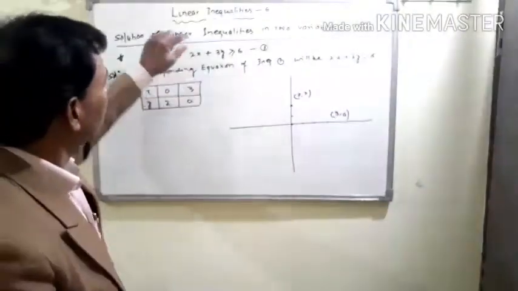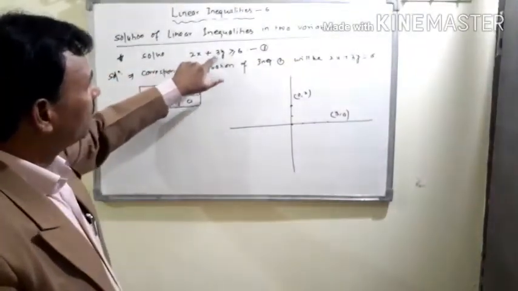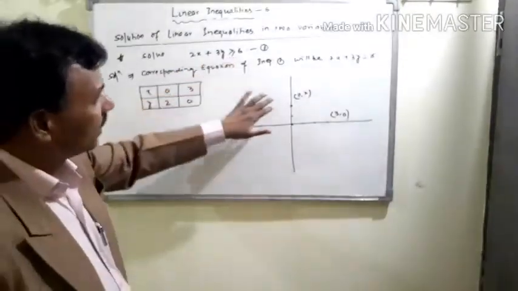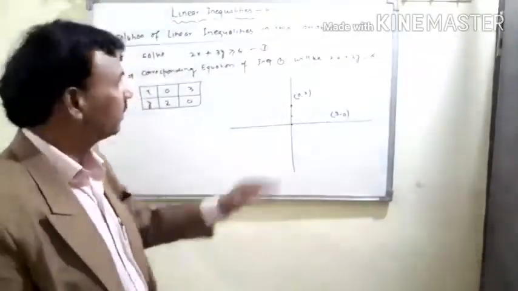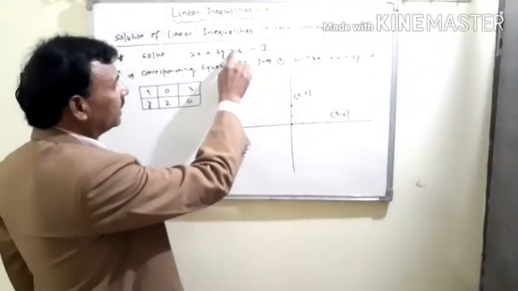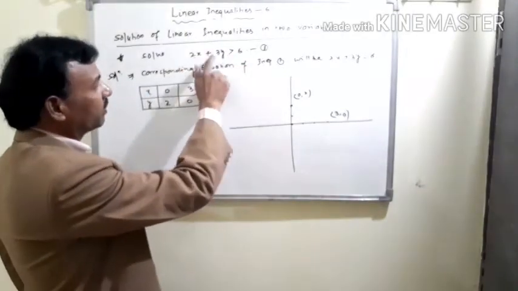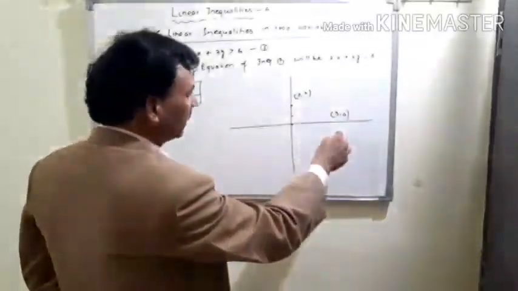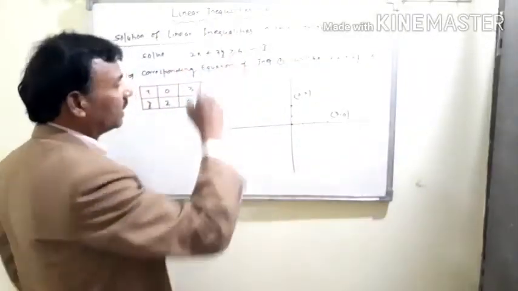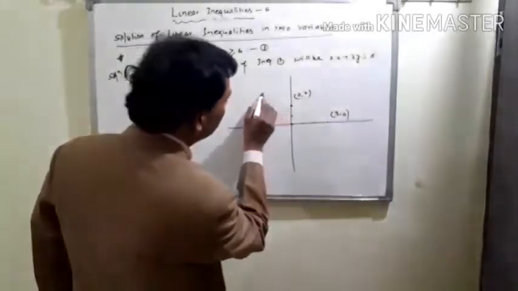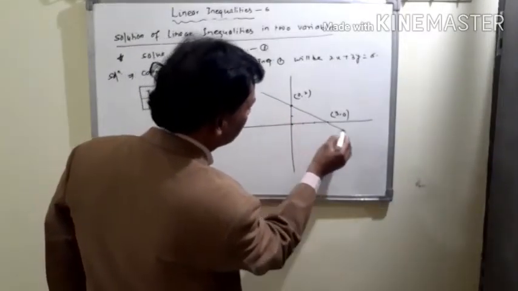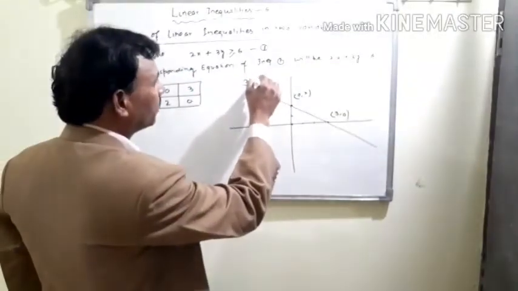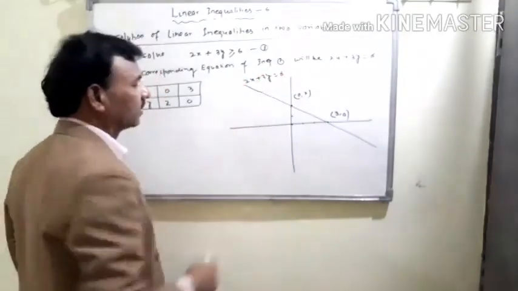Since it is seen here, 2x plus 3y is greater than or equal to 6, that means this is including. So this line will be a regular line. But if in this question this sign is not given, that means if 2x plus 3y is greater than only 6, then this will be a dotted line. But here it is given greater than or equal to. So this will be a regular line like this, and this is 2x plus 3y equal to 6.